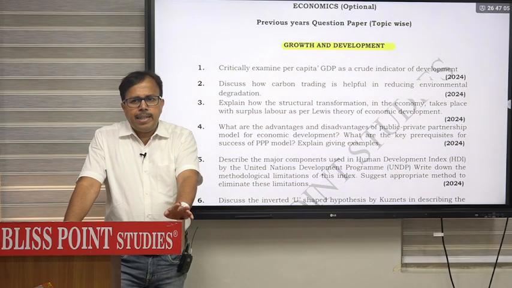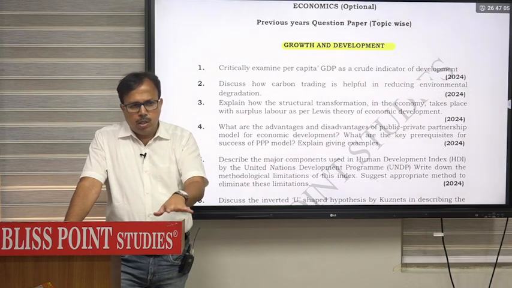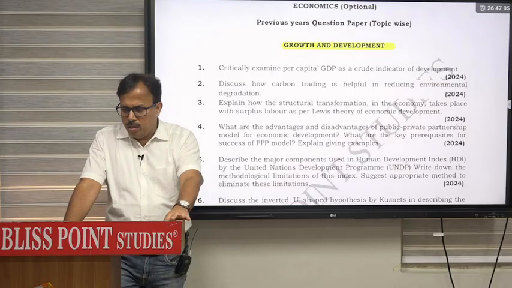So welfare indicator is again part of growth and development, although initially we will focus on the models and then we will go for the welfare indicators.